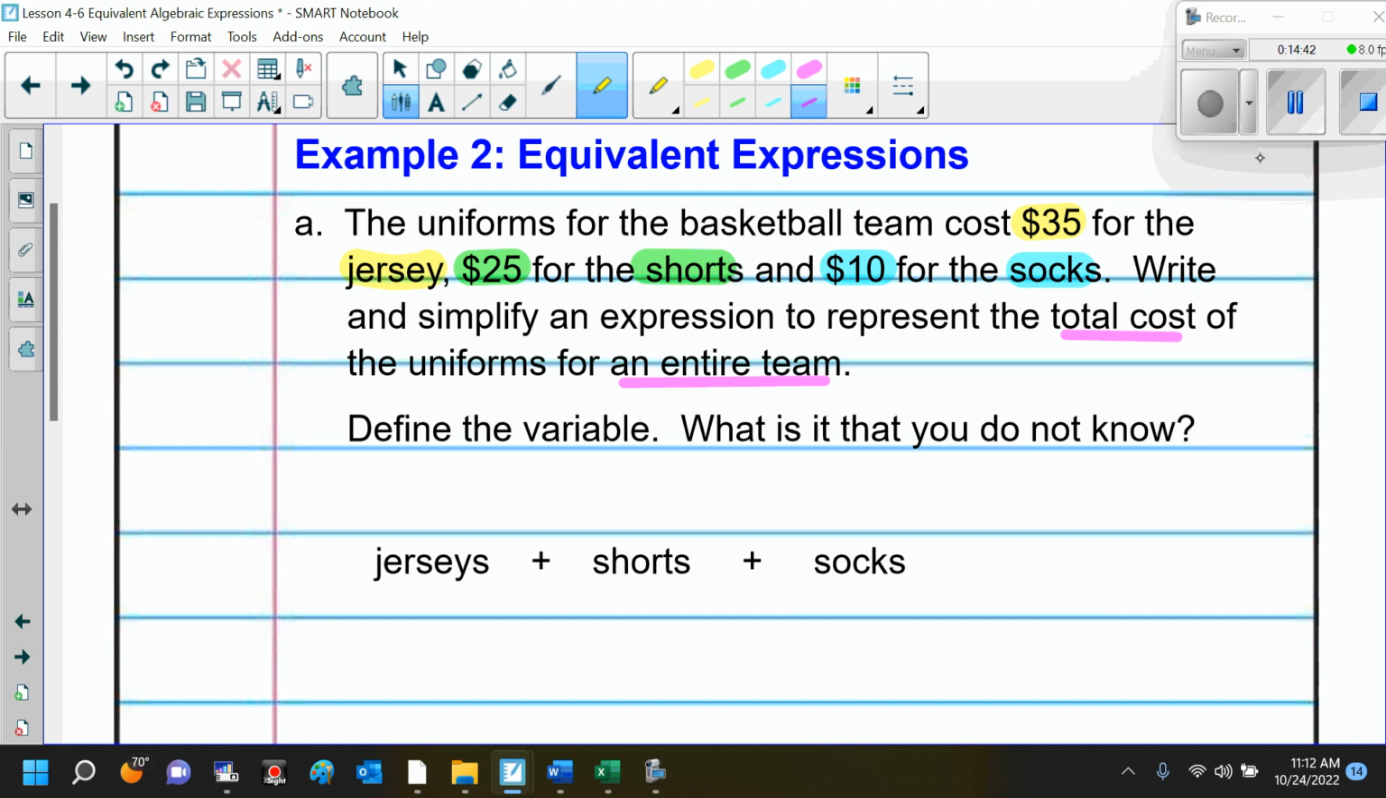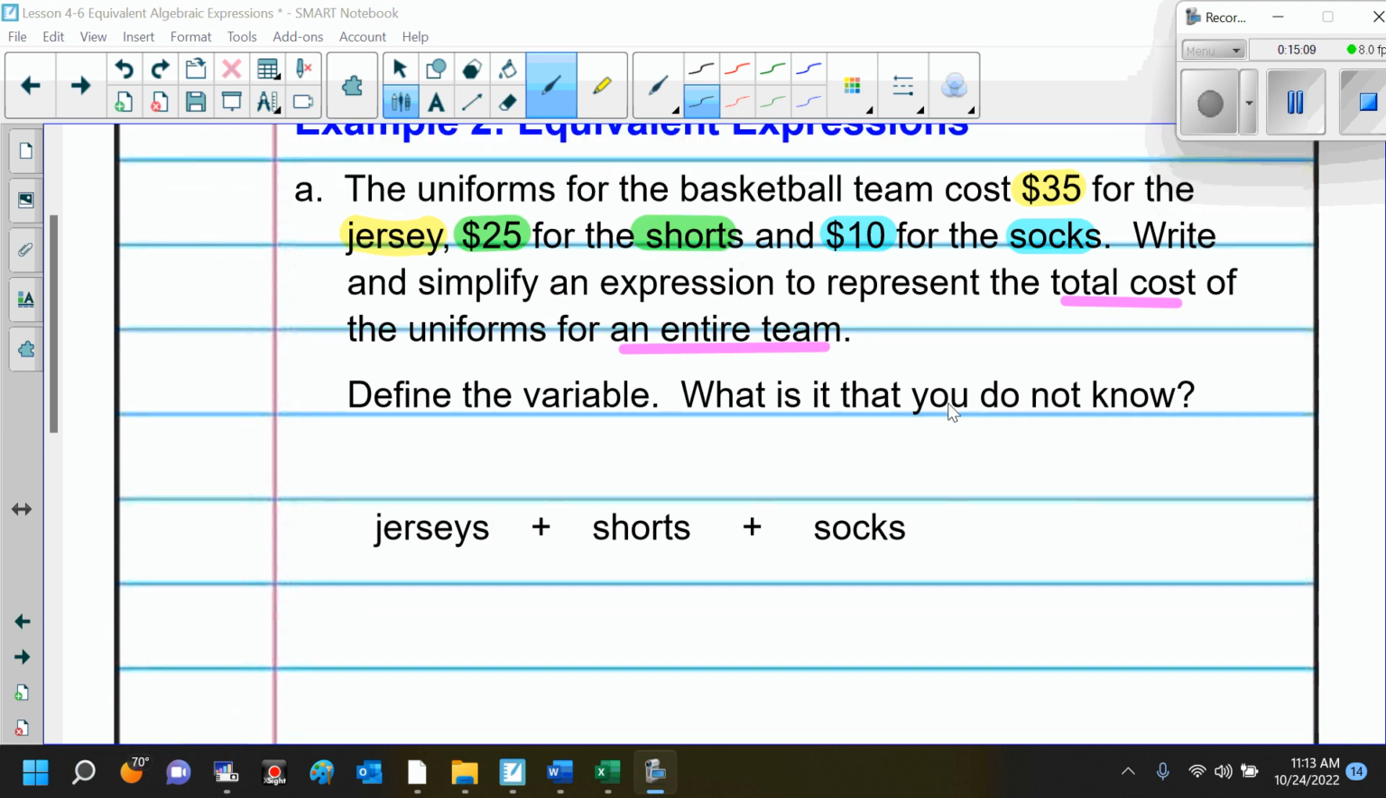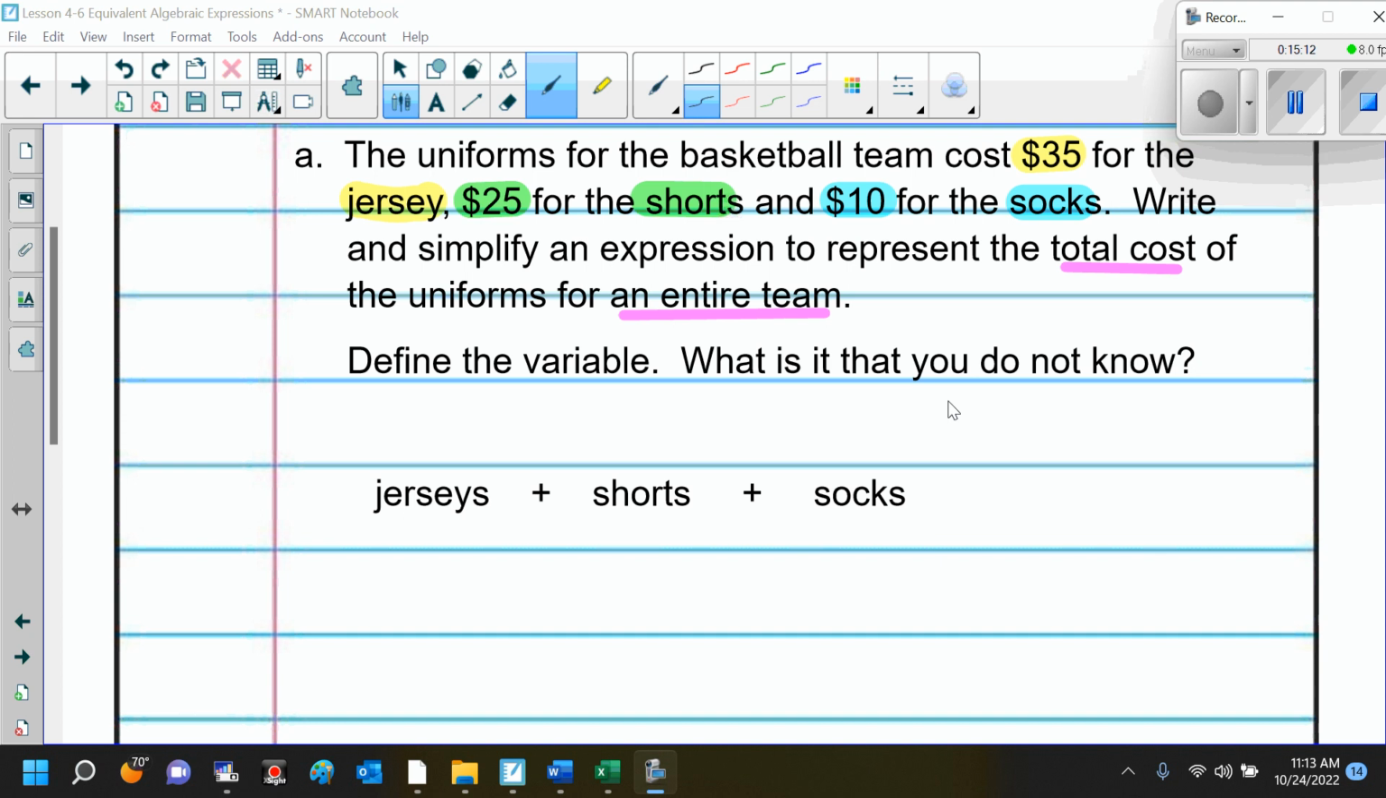What is it that we don't know? What is it that you don't know? Well, that's what we're going to figure out. But what do we not know in that situation? Very good. We don't know how many people are on the team. Okay? So what variable would you like to use? How about T for team? Okay? All right. So T is equal to, and make sure you put your little curvy thing there so it doesn't look like a plus. T is equal to the number of team members.